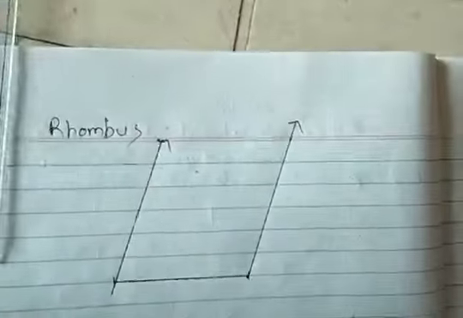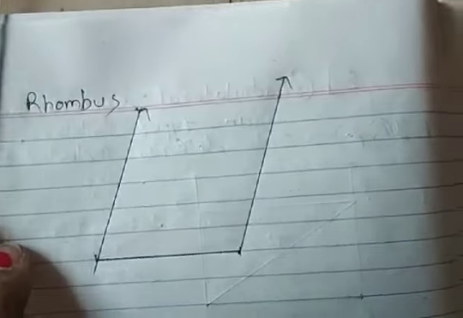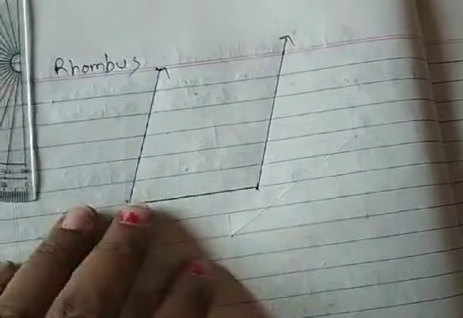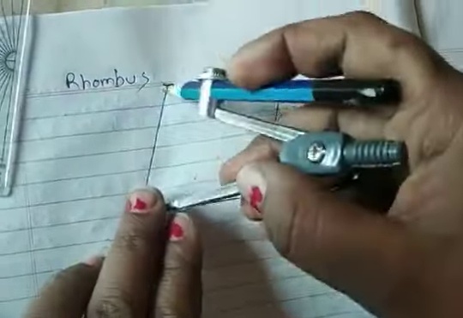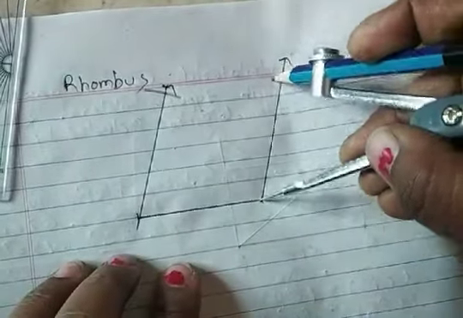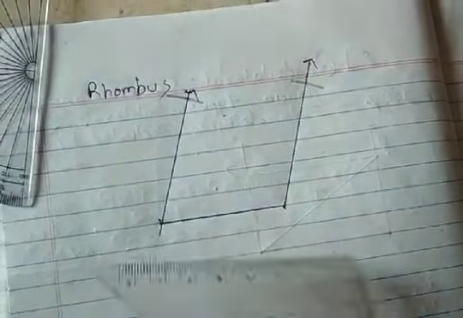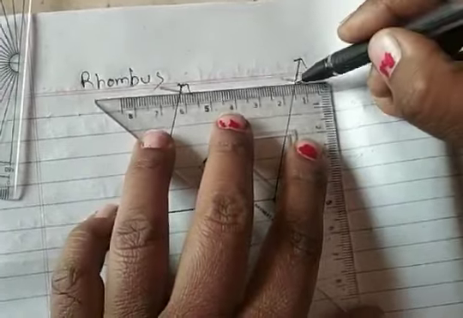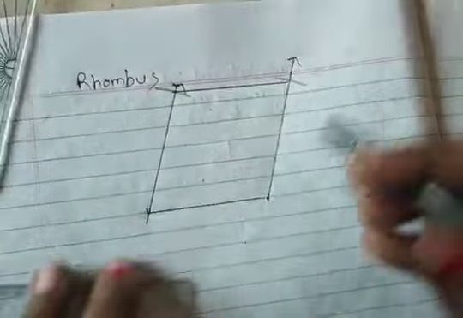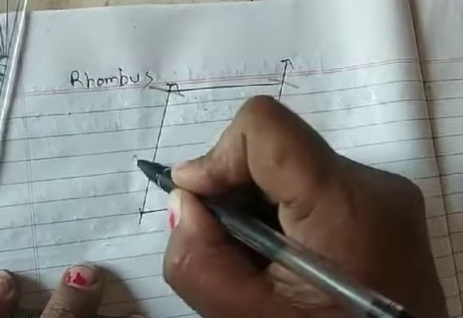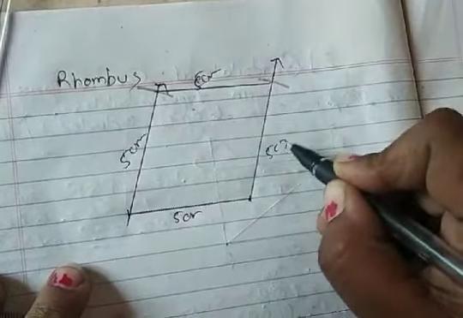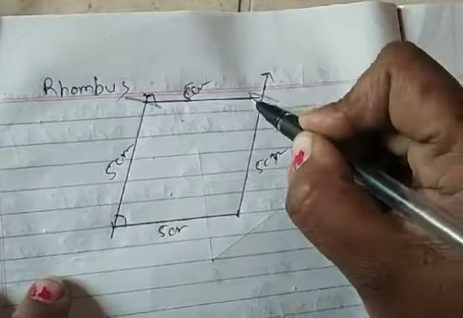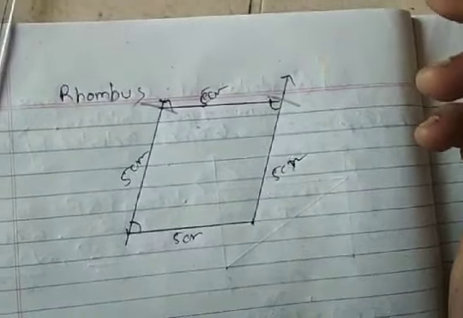Then take the same distance in a compass, that is 5 centimeter, and draw the arc which intersects the first rays, and then join. You will notice that in this figure all sides are equal, meaning if this measure is 5 centimeter, this measure is also 5 centimeter, and that is what we had taken. And then opposite angles of a rhombus are congruent to each other, that we know.